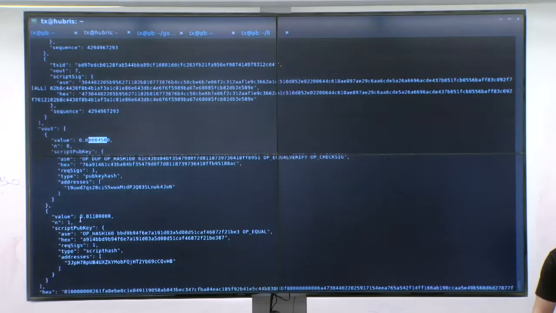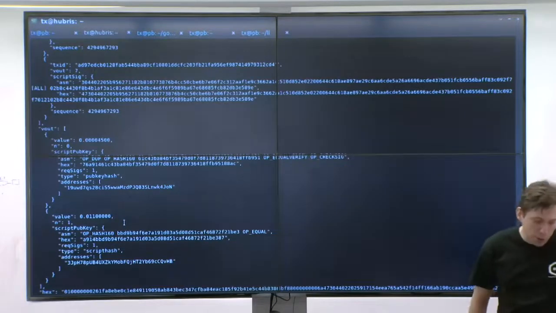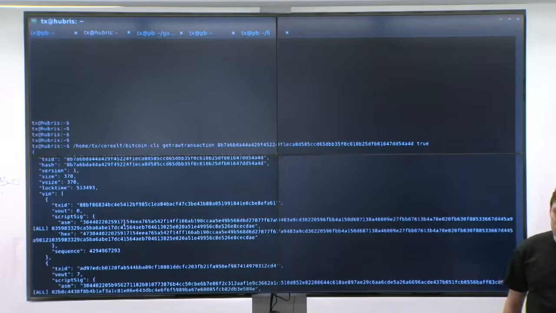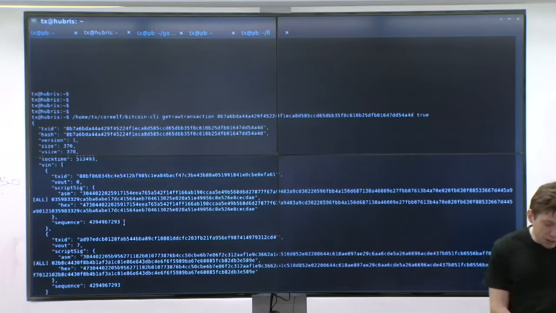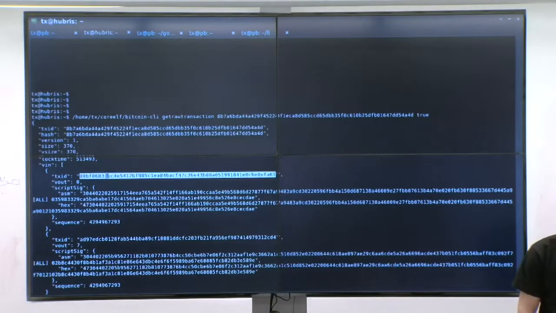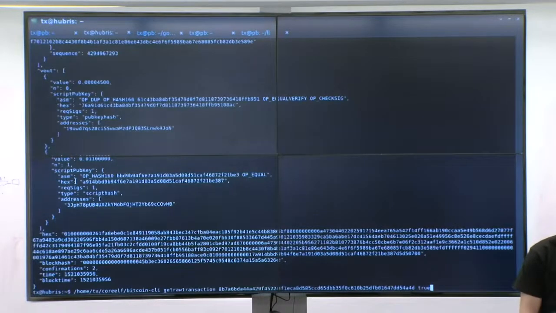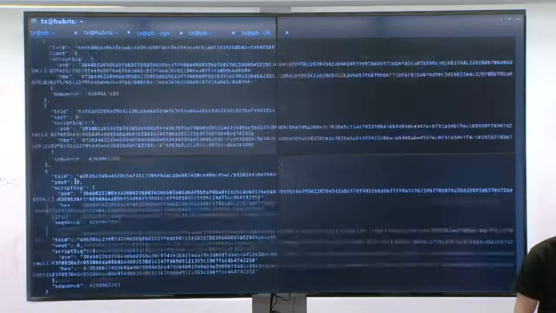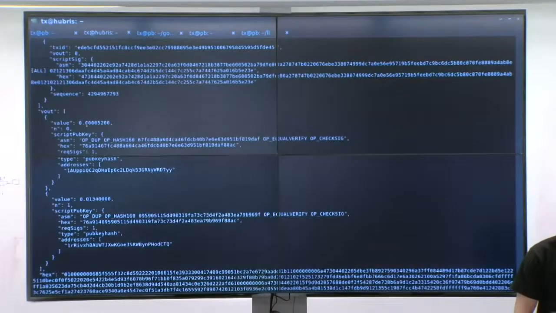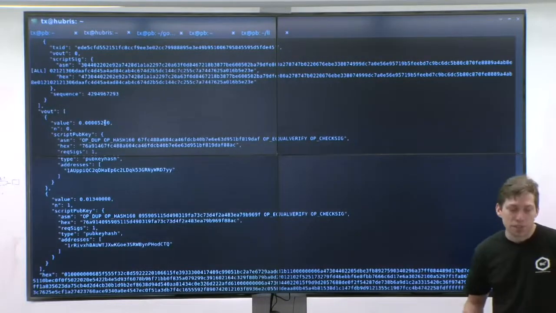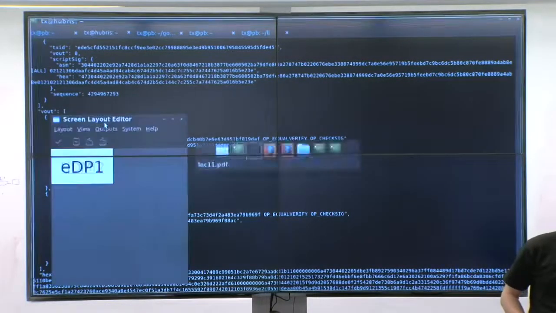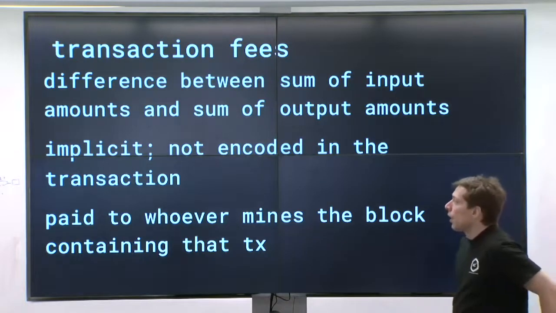Oh, no, sorry, 2 outputs. Here are the 2 outputs. So we can tell these 2 outputs. However, we don't know what the fees are. We know the total output amounts, but the input amounts are not encoded in the transaction itself. In order to figure that out, we'd have to go to this transaction and see what vout0's output amount is, which we can do. And it's 0052, so we can add it up that way. But it's not written directly, which is a little weird.